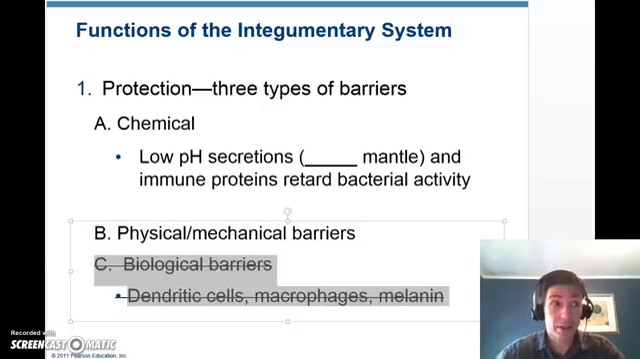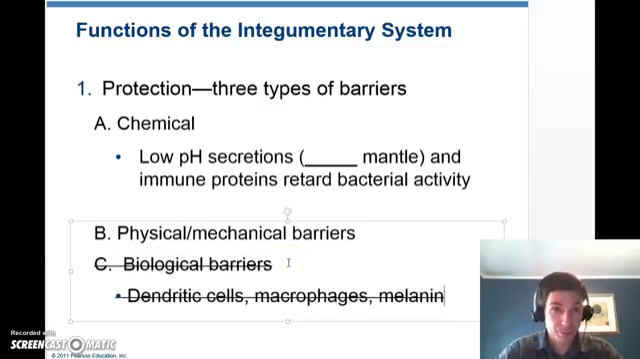So we're going to start skin with one of your possible essay questions, which is to list the functions of the integumentary system. There are going to be six functions. The first function is protection, and you have to explain. In addition to saying protection, you need to be able to list that there is both chemical and physical protection provided by the skin, and we are not going to worry about the biological barriers.